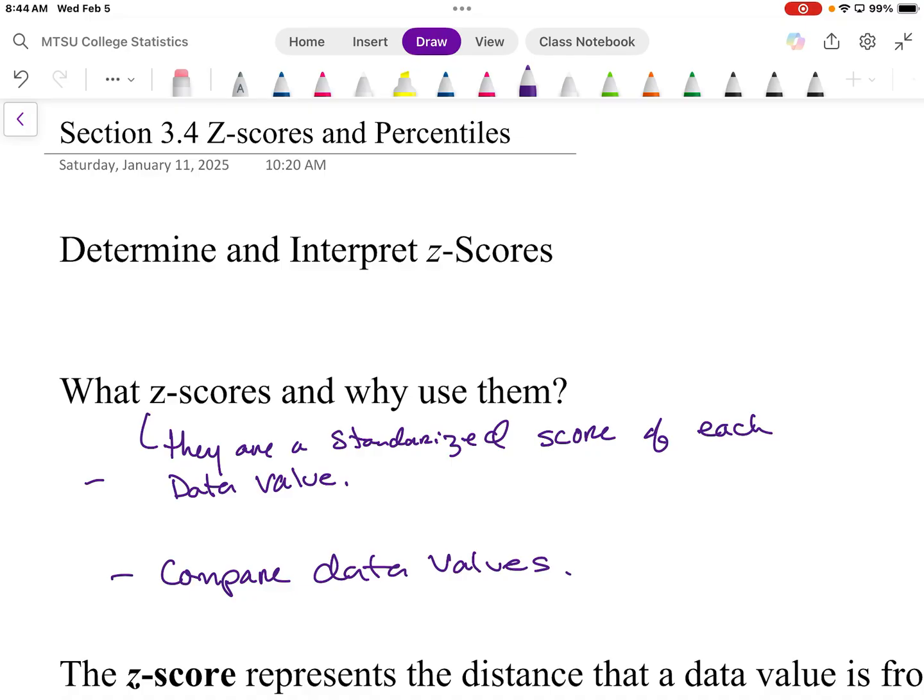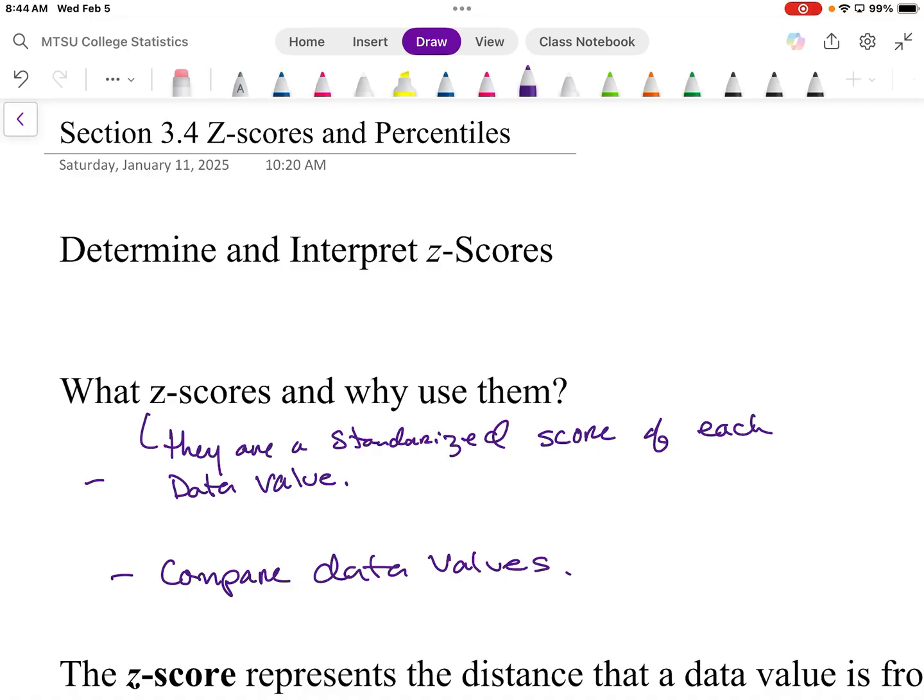And so what we do is this standardizing. We use these z-scores, and we standardize my score, we standardize your score, and then we can compare who did better. That's why we use z-scores. It's so that we know we can't compare apples to oranges. So we standardize them, and now I can compare them. Whoever had the higher z-score did better. Whoever has the lower z-score didn't do as well.